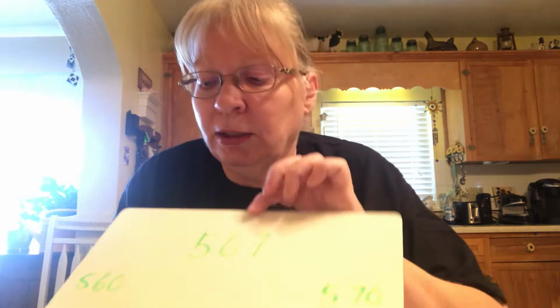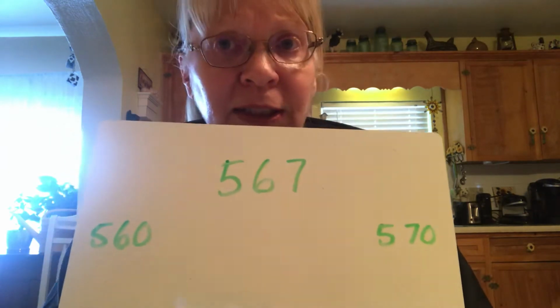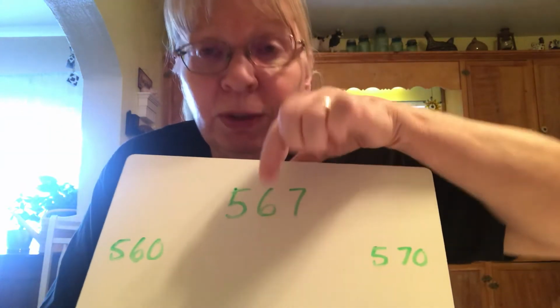So we have to decide. When we're rounding, the place after the number that you're rounding to, everything after that is always a 0. The place is on the right. So let me see, 567. I'm rounding to the tens place, and the number 6 is in the tens place. So I'm going to underline that.